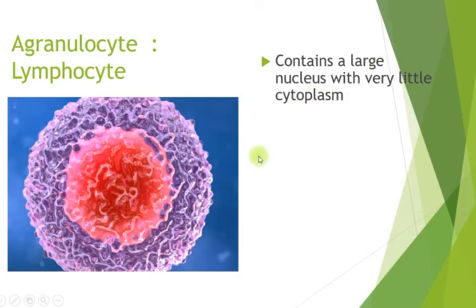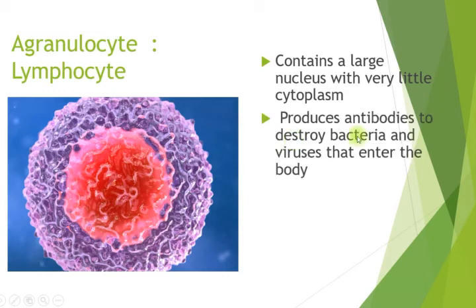Okay, with very little cytoplasm, produce antibody. So this is referred to the function of the lymphocyte. Lymphocyte is very important in our body, because the special function of the lymphocyte is that it can produce antibodies to destroy bacteria and viruses that enter the body.